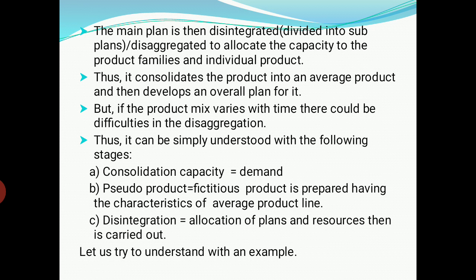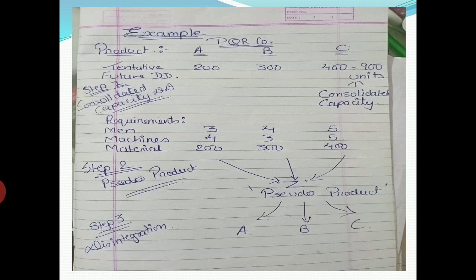Once you have prepared the pseudo product, on the basis of its result we can disintegrate, we can break down all the plans, we can make sub-plans for each one of the items, and likewise we can arrange the resources and capacity utilization, and make changes in the capacity as required. Now let us try to understand this with the help of an example.